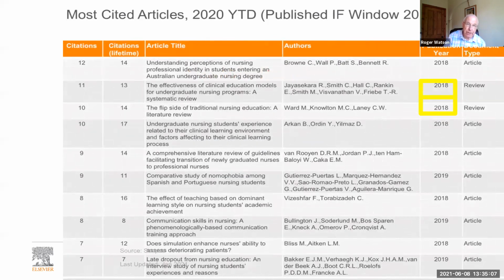And this is just to illustrate this. This is the most cited articles in the last period. And you can see within that, the second and third most cited papers were review papers. There are other papers there too, but they contribute together far more citations than the other papers.